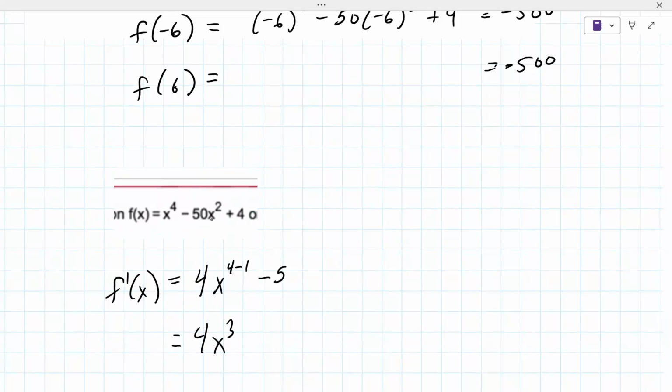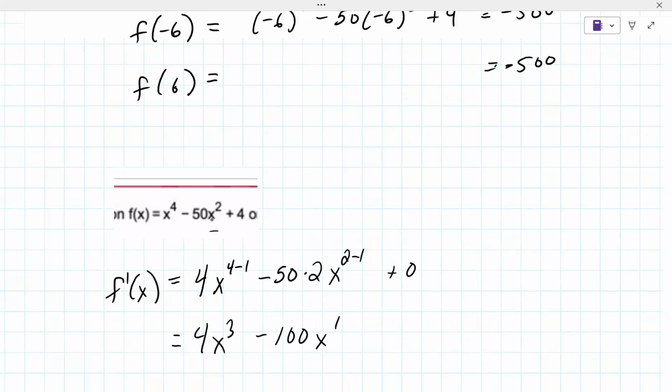For the second piece, x squared, you bring the 2 down, and then you subtract 1 from the exponent. And you multiply the 50 by the 2. You always subtract one from the exponent. The derivative of a constant, 4, is 0, so you just don't write anything. Questions on that? Thoughts on that?